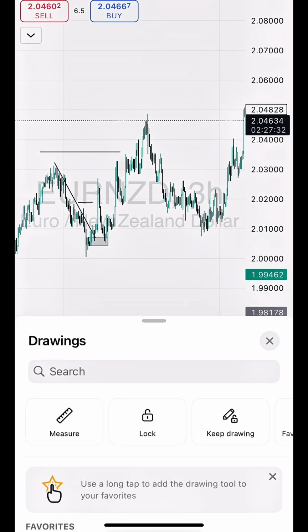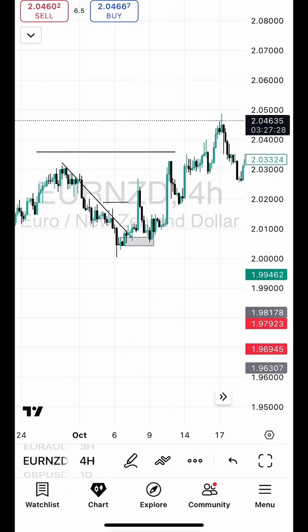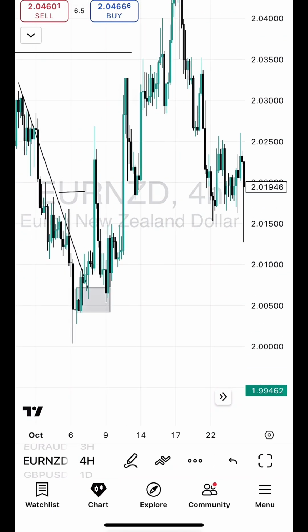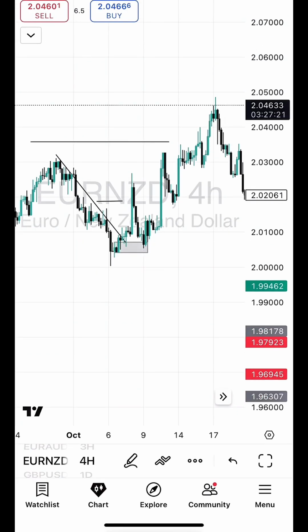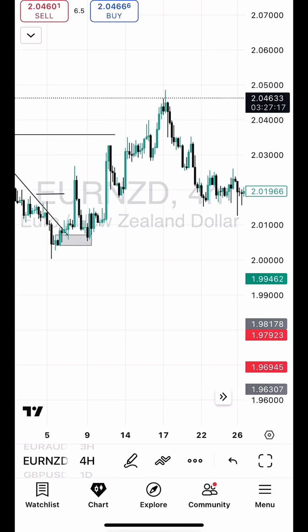And let me move to 4 hours to see. Under 4 hours we have this break of structure here, a general break of structure, because the trend was actually bullish. So I wanted to say order block. So we had this order block here.